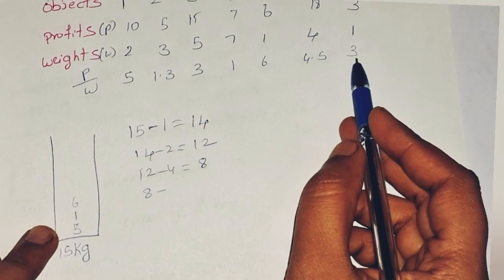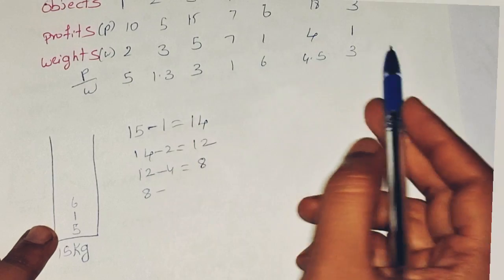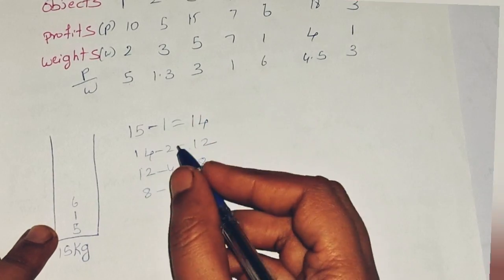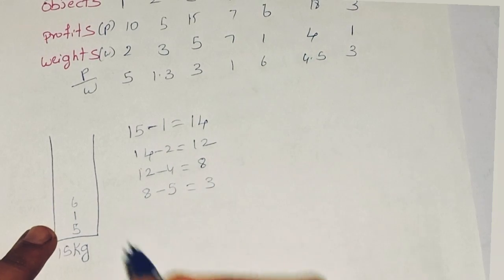So 3 is the next maximum value. Okay, so we can add any of these. So I will add this one. 8 minus the weight, which is 5, so 8 minus 5 equals 3.